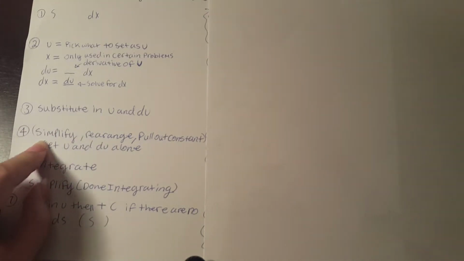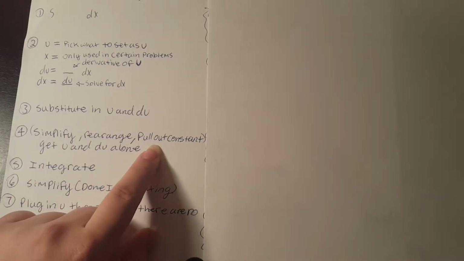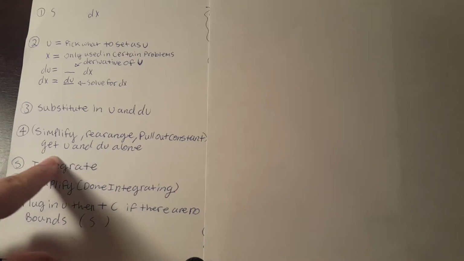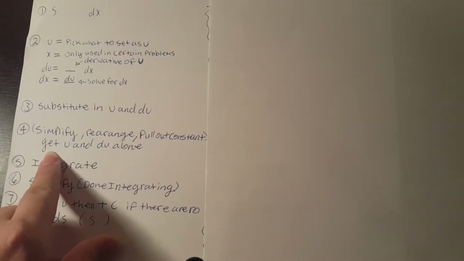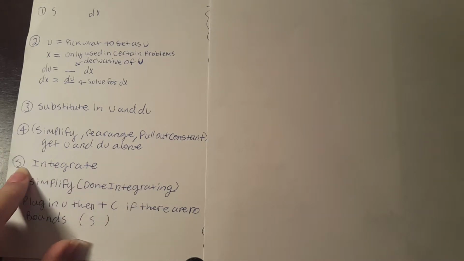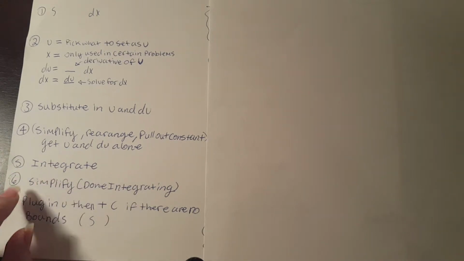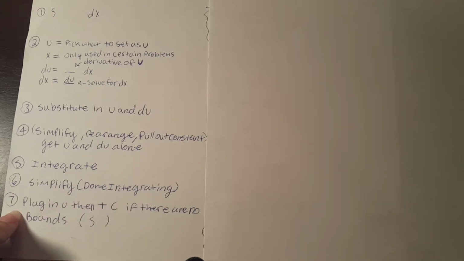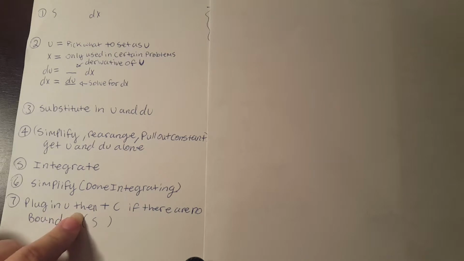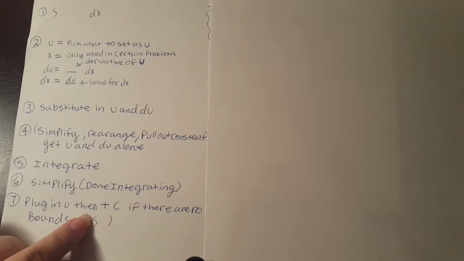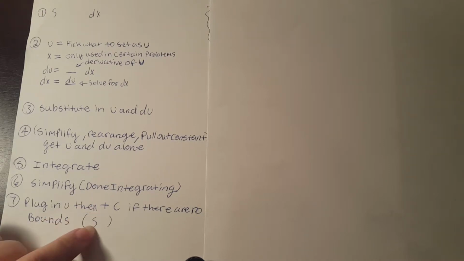For step 4, you can pick one or however many you need out of these 3 to help you simplify, rearrange, or pull out a constant so that you can get u and du by themselves. And for step 5, you integrate. For step 6, you simplify once you're done integrating to make step 7 easier on you. Plug in u, then add c if there are no bounds. No bounds is just the integral by itself. No numbers above and no numbers below.